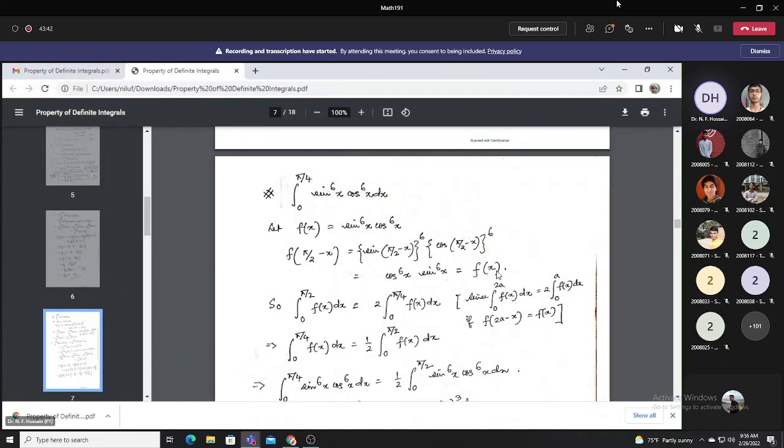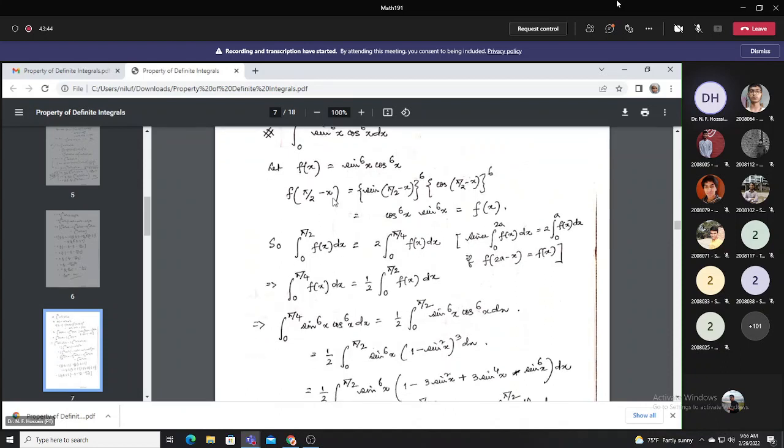So here, since this property is satisfied according to the property number 7, you can write integral 0 to pi by 2 fx dx as 2 into integral 0 to pi by 4 fx dx, because this property is satisfied. So integral 0 to pi by 4 fx dx will be half of integral 0 to pi by 2 fx dx.